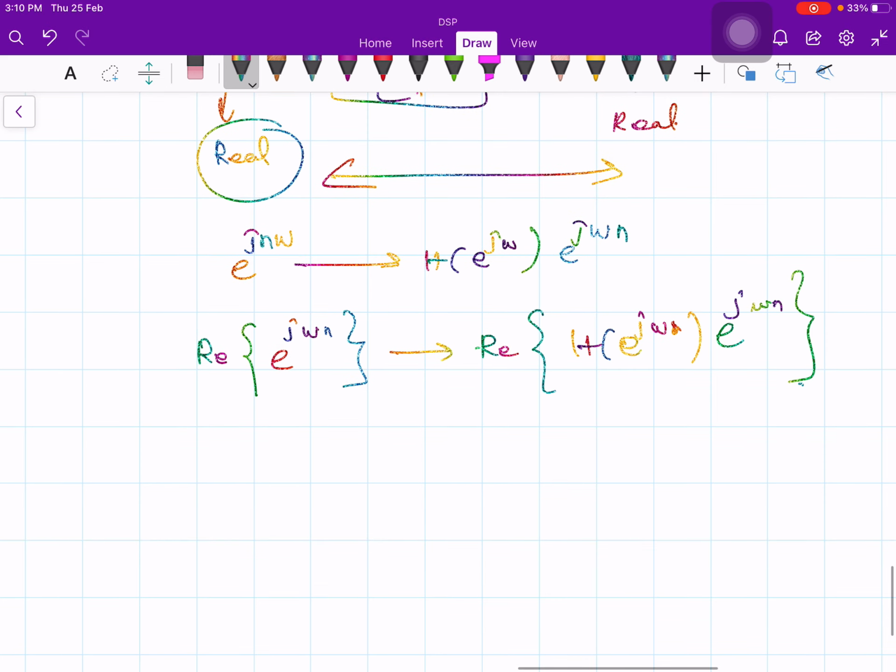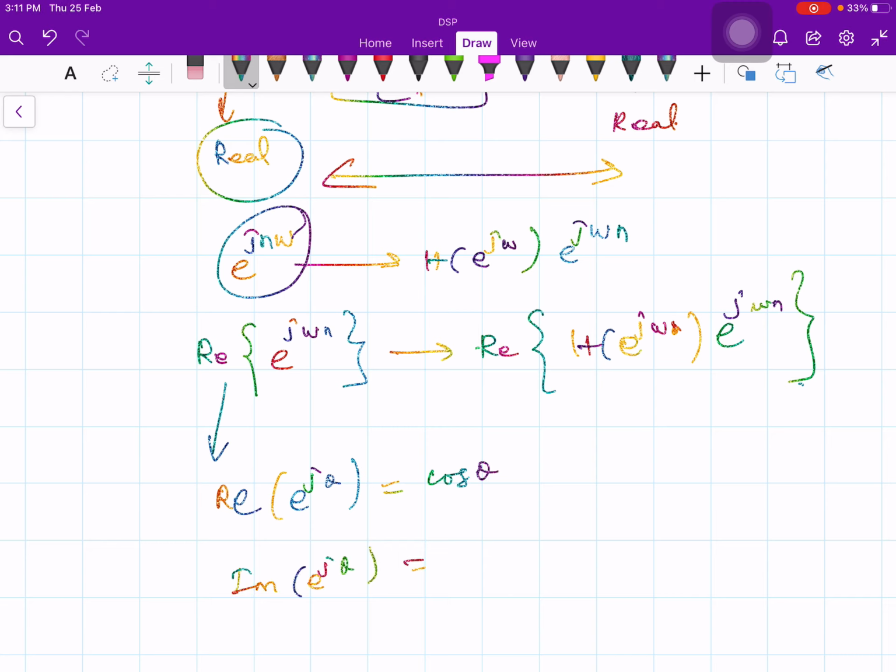In other words, if we know the response to e to the j omega n, then you know the response to cos n omega and sin n omega also. Why? Because the real part of e to the j theta is equal to what? Cos theta. The imaginary part of e to the j theta is what? Sin theta, right? Therefore, once we know the response to e to the j n omega, we will be able to easily find the response to cos n omega and sin n omega.